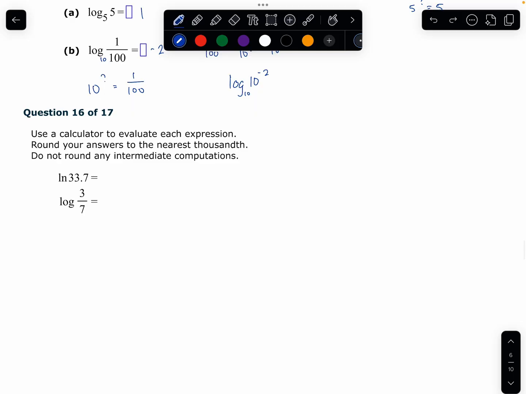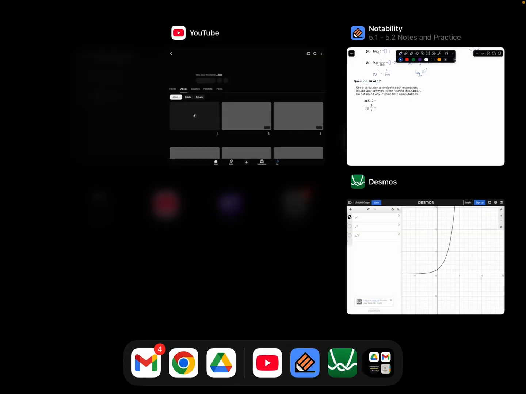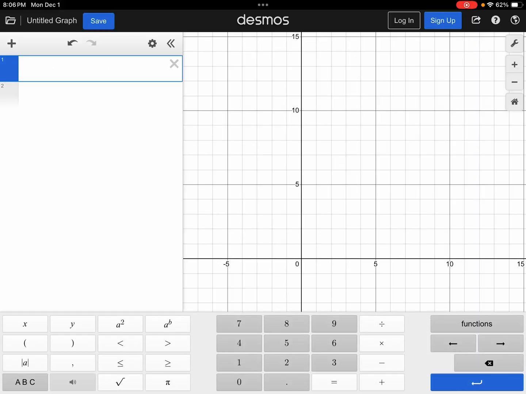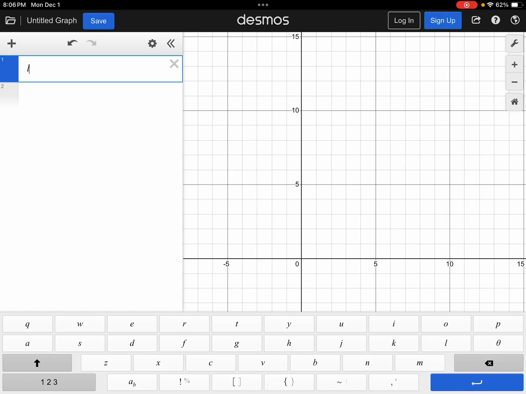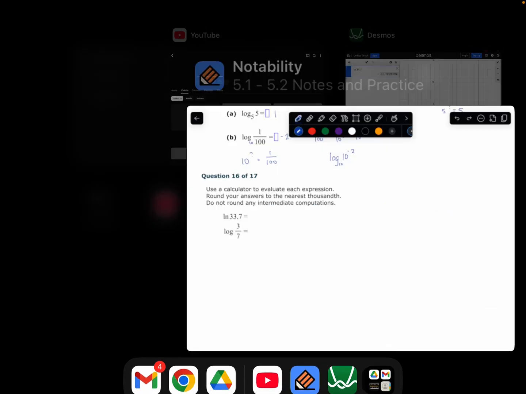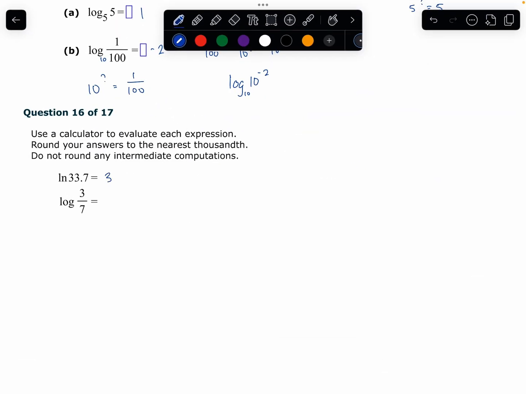All right, for 16, using a calculator. So that should be pretty straightforward. So natural log, you can use a Desmos calculator, or you can use whatever calculator that you have. And it's pretty simple. You're just going to type in ln. So whenever you type in ln, it should give you the function that you need. So natural log, and then you can just type in the number. So for us, it was 33.7. So natural log of 33.7 becomes 3.517.